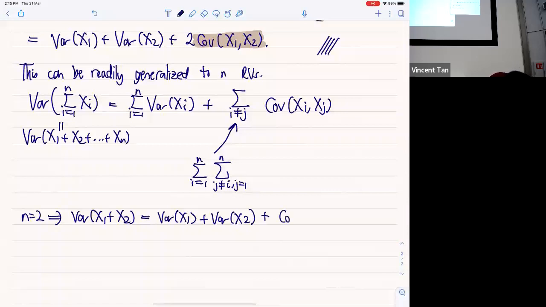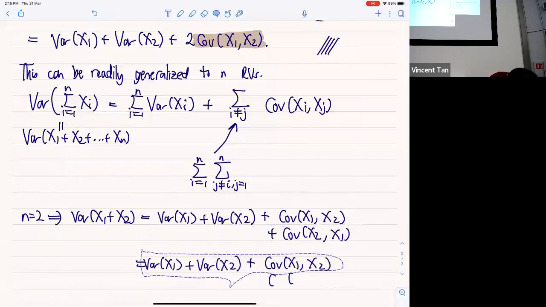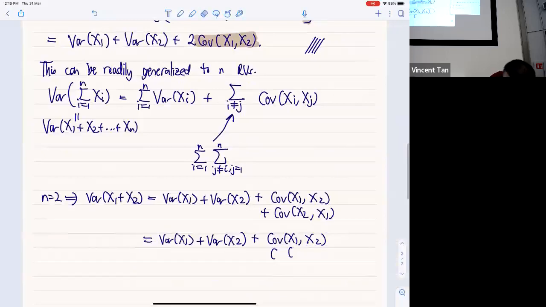So we are going to fix x1, and then we'll run over everybody else except x1. But there's only one other body, x2. And then we're going to fix x2, and run over everybody else. But there's only one other person other than x2, which is x1. So these two can be combined to yield, because the covariance is symmetric, right? So we can run over this to yield 2 copies here as desired.